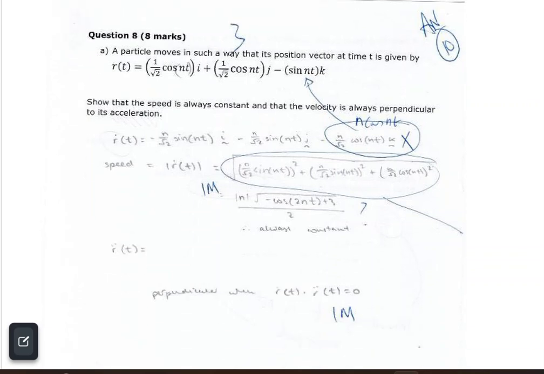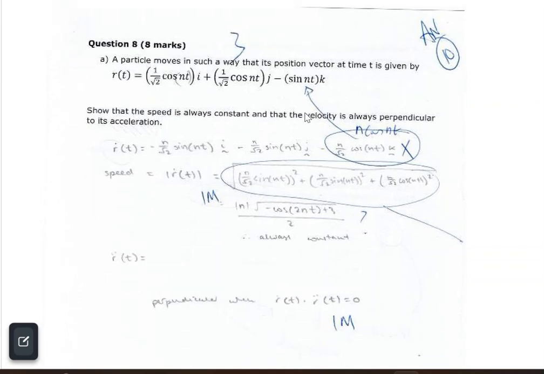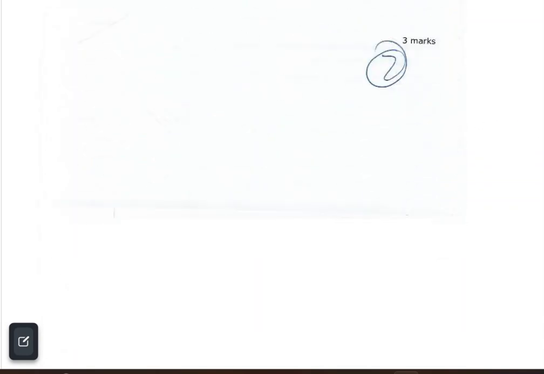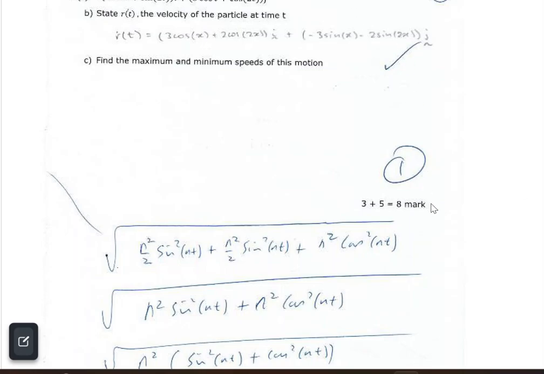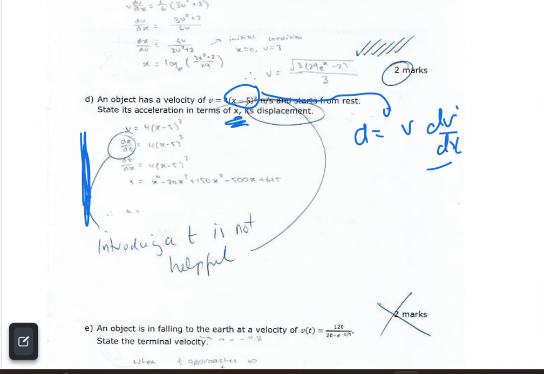Question number 8, running out of time. You didn't take this derivative properly, so therefore you weren't going to get a constant. Over here, that's correct. There's your working out for the rest of that one. So really, really good.